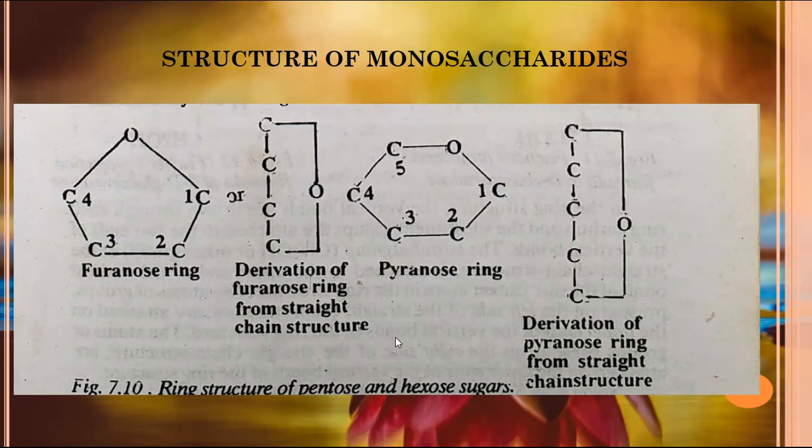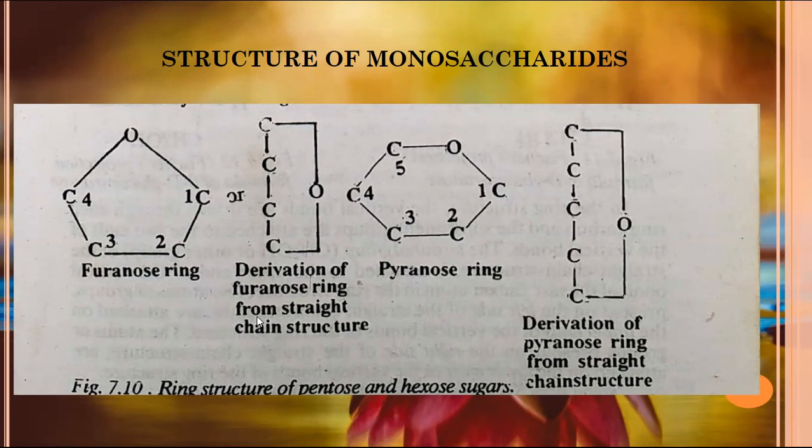The cyclic structures were explained by Haworth in 1928. Haworth was an English chemist. He explained the monosaccharide ring or cyclic structures. Haworth explained cyclic or ring structures of carbohydrates. Hence, the ring structure is referred to as the Haworth projection formula.